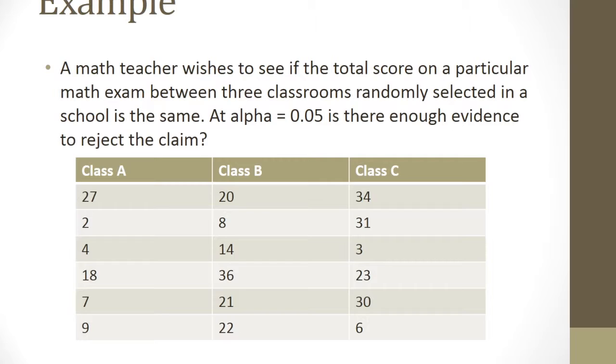Now we will work through an example problem together on how to conduct an H-test. A math teacher wishes to see if the total score on a particular math exam between 3 classrooms randomly selected in a school is the same. At alpha equals 0.05, is there enough evidence to reject the claim? Listed below is the table with our data.